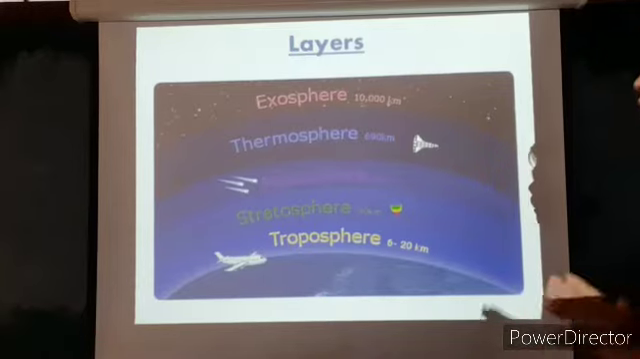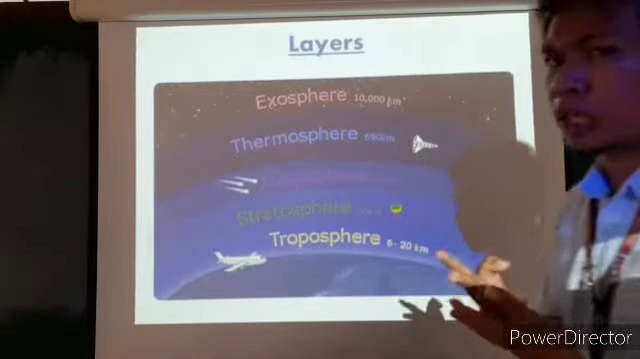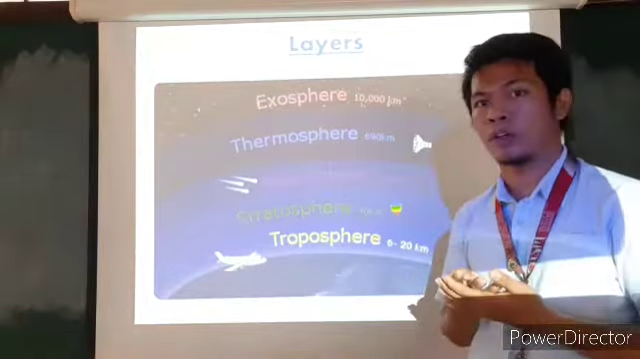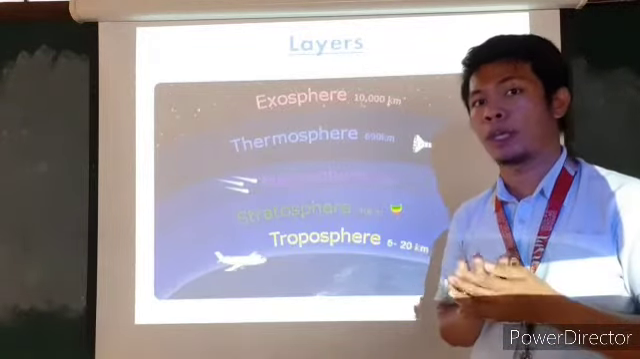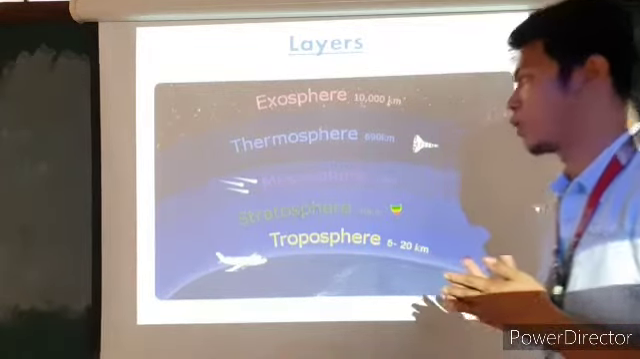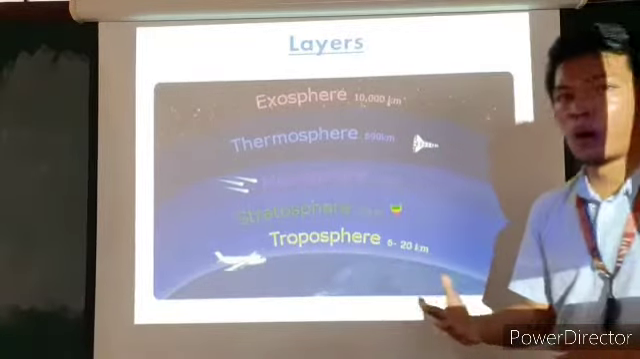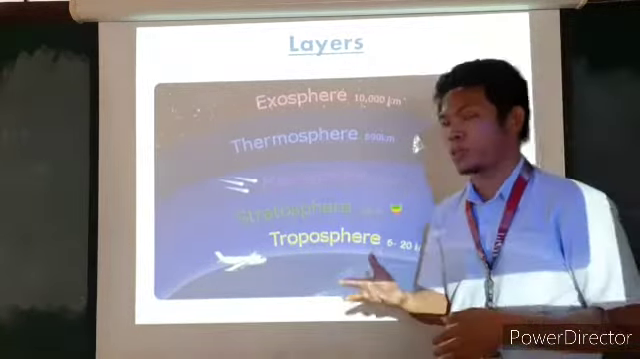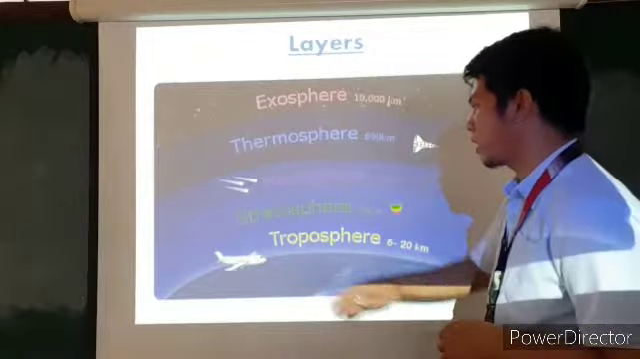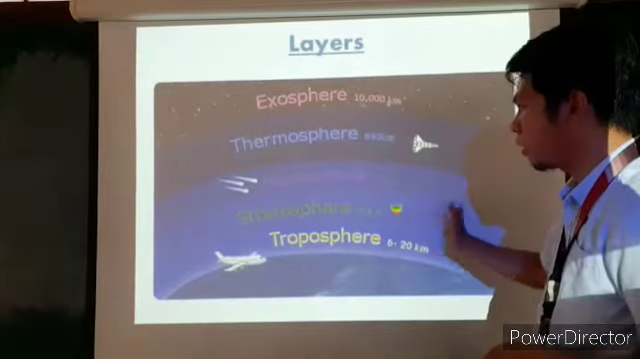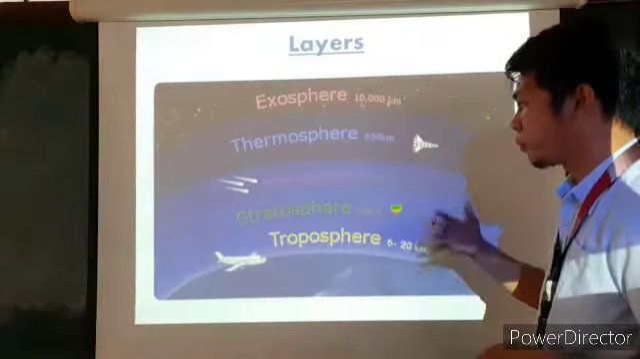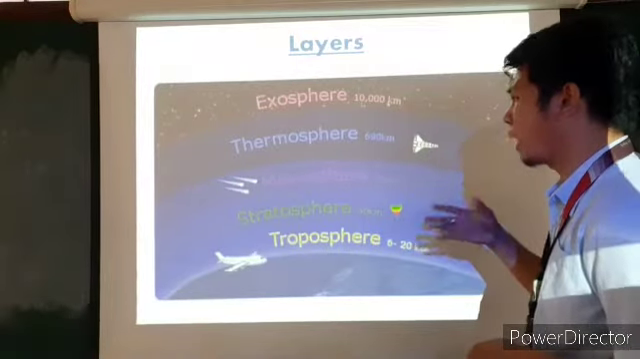Okay, so let's have layers of the atmosphere. Usually our atmosphere has four major layers. First, we have the troposphere, where commercial planes are usually located. And then we have the stratosphere, where we usually find air balloons.